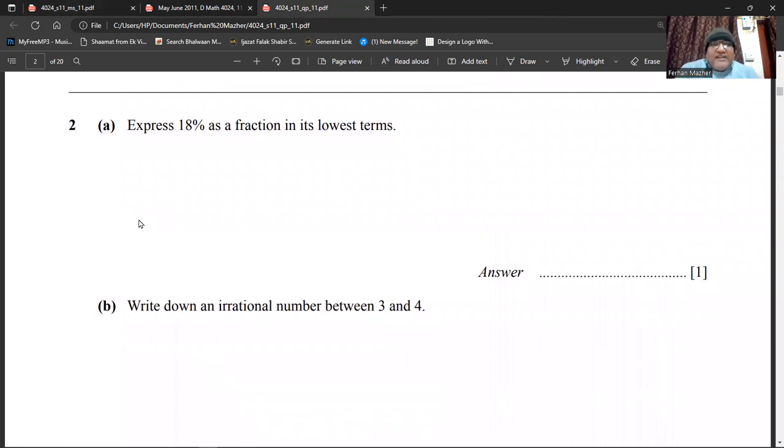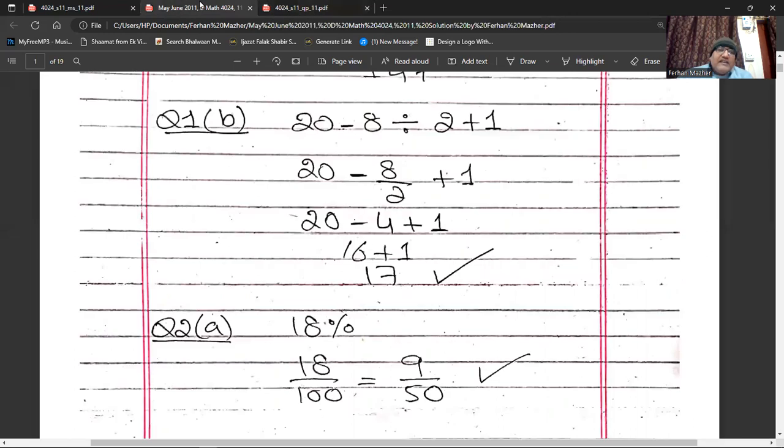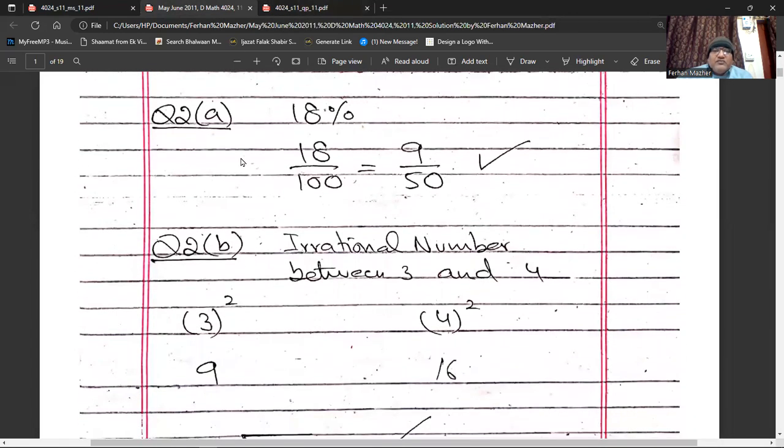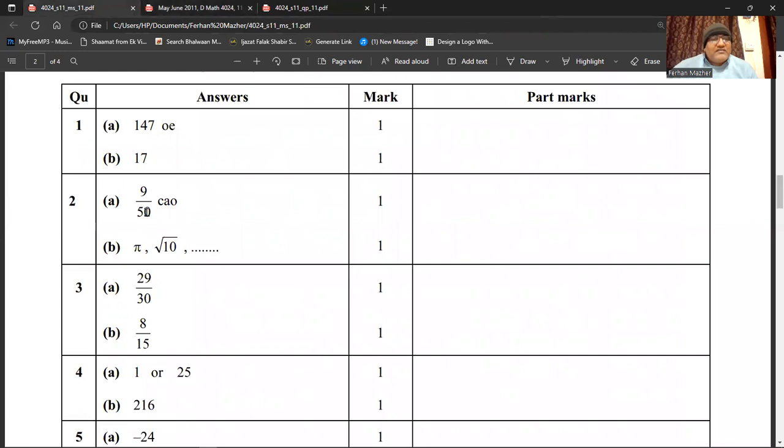Question number 2, it's A part. Express 18% as a fraction in its lowest terms. So 18% means 18 by 100. The numerator and the denominator, they both can be cancelled with the table of 2. So you will have 9 by 50. So 9 by 50 is the answer. So our answer is right.